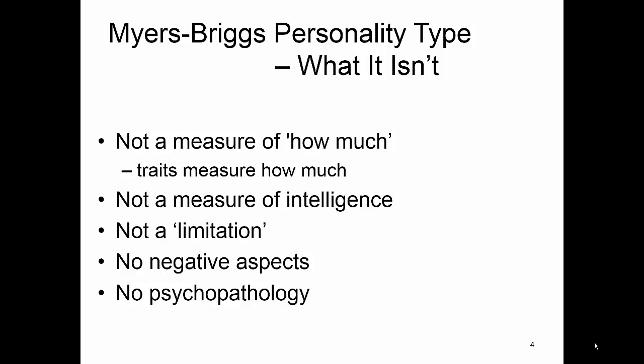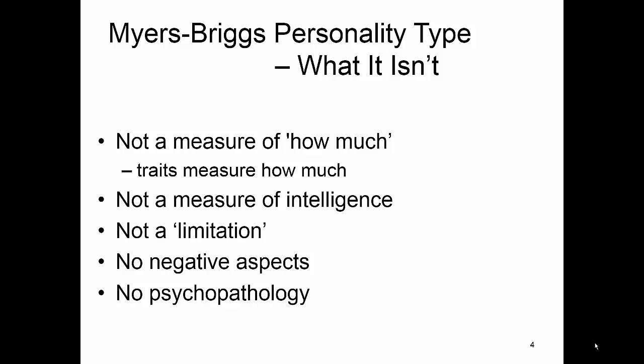Type is also not a limitation. A person's type does not limit their ability to develop the skill of their opposite. A right-handed athlete, for example, can develop the use of their left hand to improve their overall skill. This is the critical feature of personality type. You have no limits.